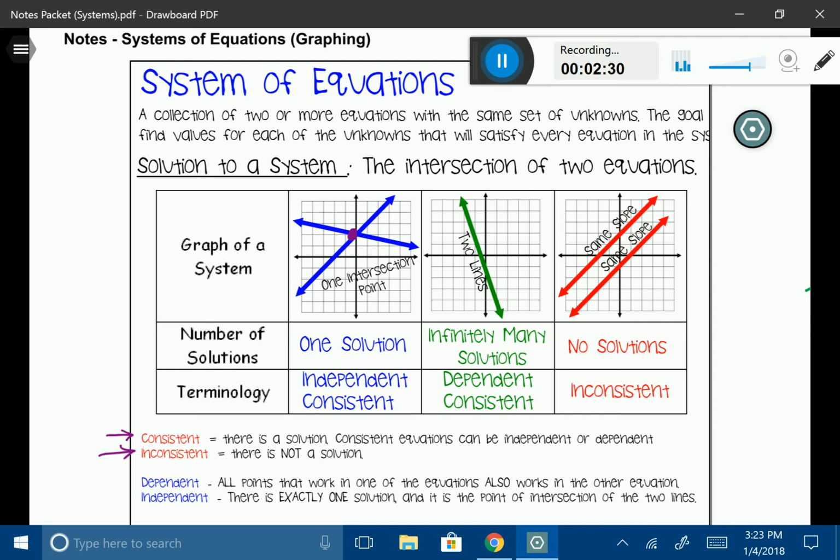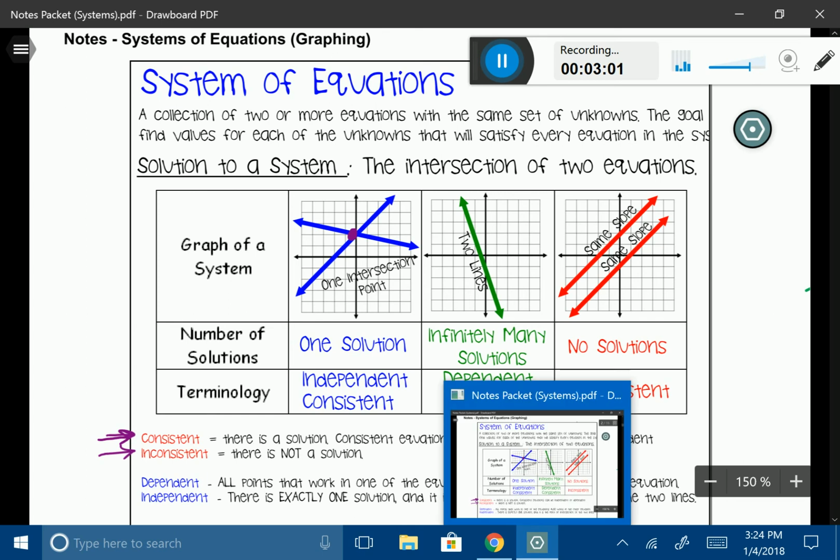And let's go ahead and talk about dependent and independent. Back up in the definition for consistent, you'll see that I added there that consistent systems can be either independent or dependent, where inconsistent systems cannot be independent or dependent. And you'll see that as we continue to talk about these. So dependent, what does that mean? Dependent means that all points that work in one of the equations also work in the other equation. And then independent means that there is exactly one solution, and that's it.